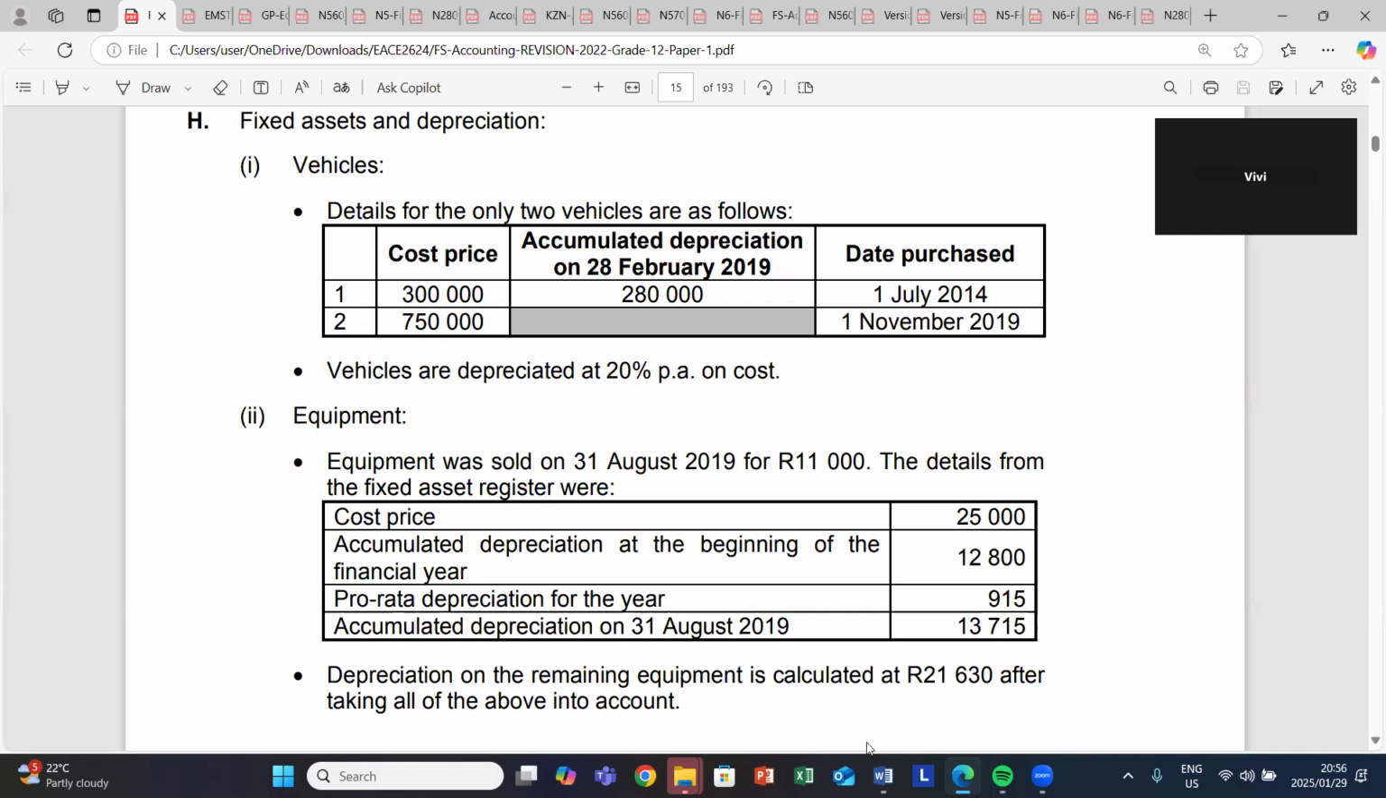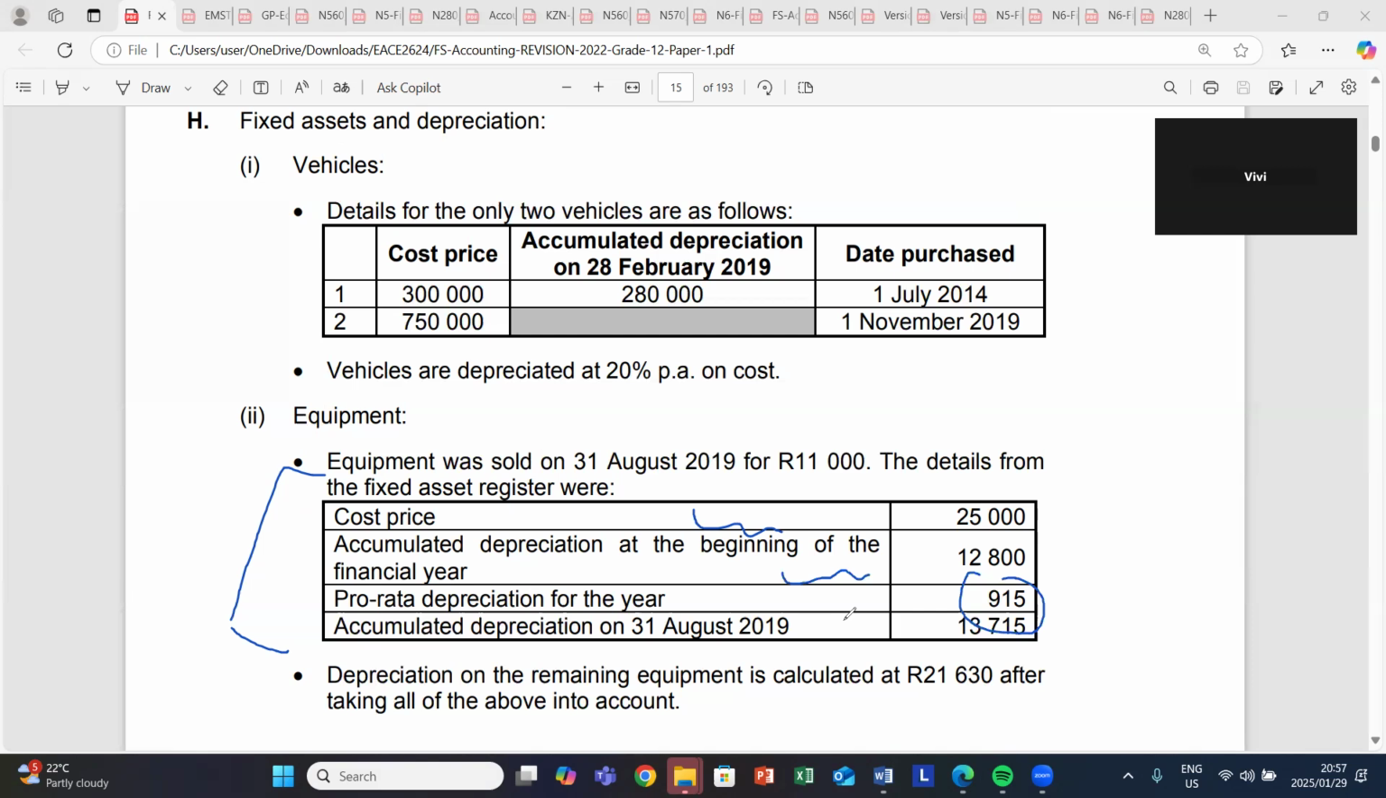I think this one, they already calculated depreciation for you. This fixed asset register, basically, these are the details of that equipment that you sold. They give you the cost price at the beginning, which is 25,000 rand. They also provided you with the accumulated depreciation at the beginning. And also they give you the depreciation for the year for that equipment that you sold. The depreciation is how much? 915. And then they gave you the aggregate depreciation after you sold your thing. How did they get 13,715? They got 13,715 by saying 12,010 rand plus 915.